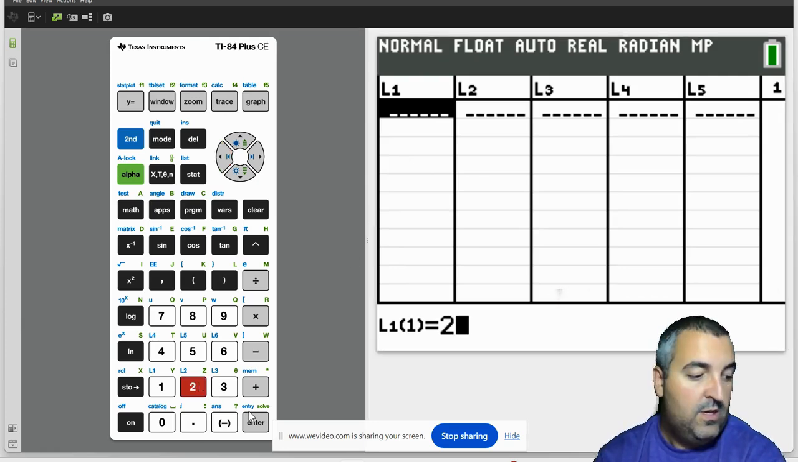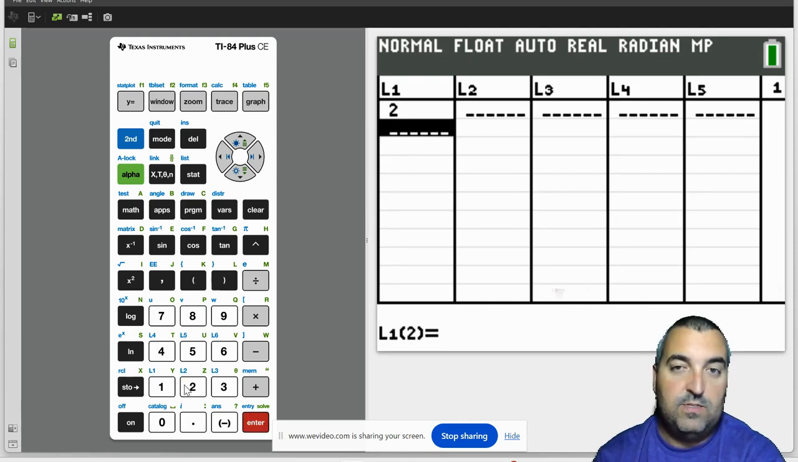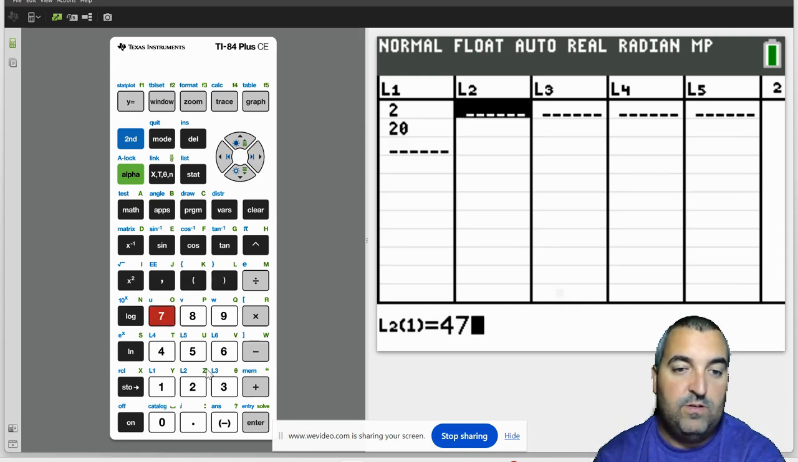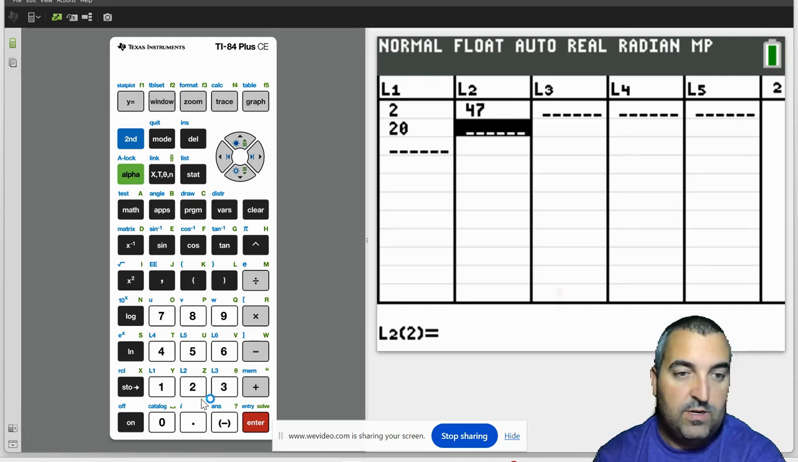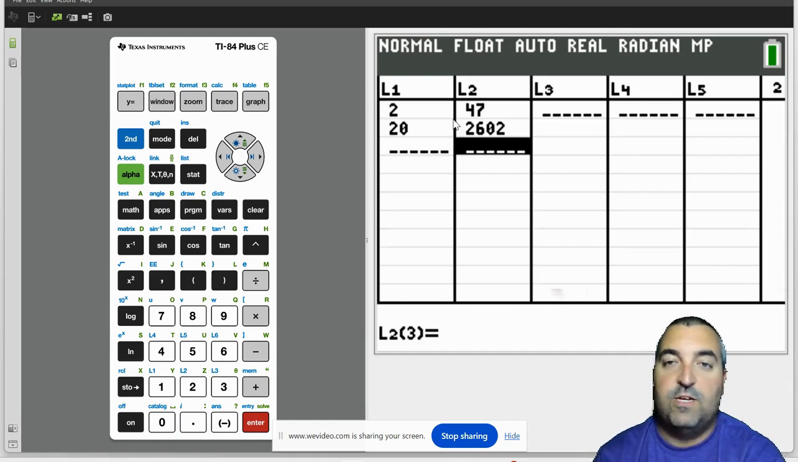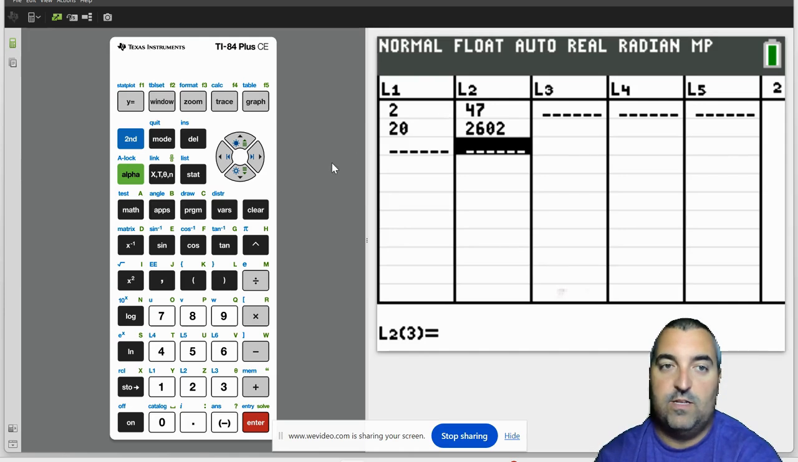So first, my X's were at 2 minutes and then 20 minutes. And then the Y values for the 2, it was 47 people. And then for 20 was 2,602. Just make sure, as I talked about before, this is the point where most people make mistakes, they accidentally type something in wrong. Because from here on out, it's literally just letting the calculator do the work. So if these are typed in wrong, your calculator will do the work, but it'll do it incorrectly.